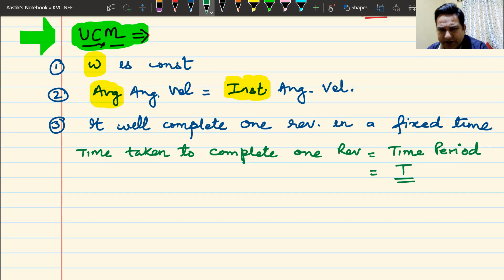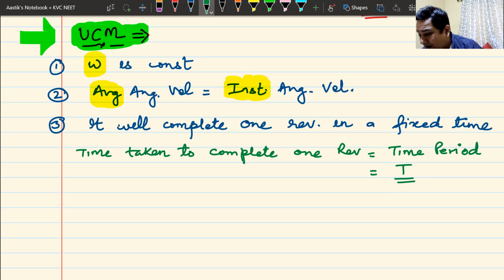You can also define time period for non-uniform circular motion. But in that case, the time will be continuously changing. So time period does not make much sense. We don't normally call it time period. We just call it how much time it will take to complete one circle, because that time is not fixed. Therefore, this time period term basically comes in uniform circular motion. Now this will be coming very often, very regularly. So you must remember what is time period.